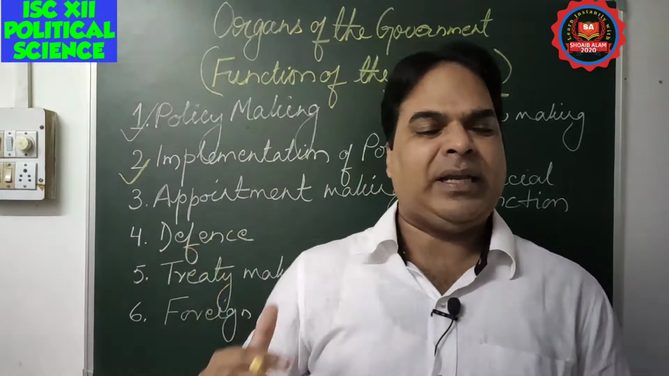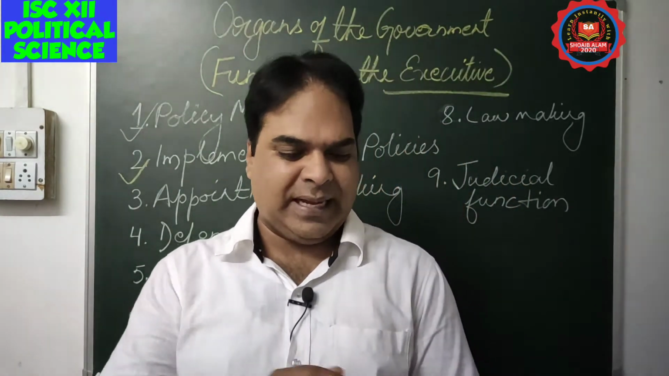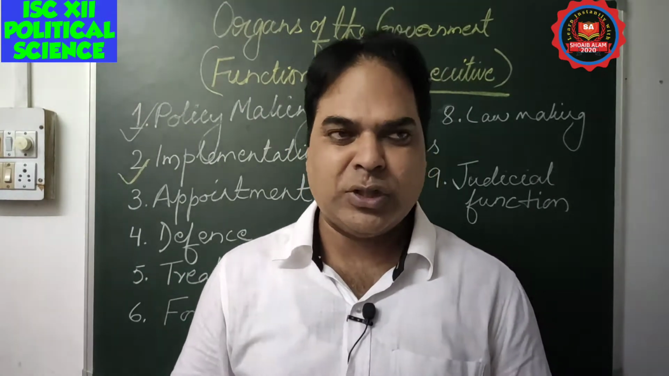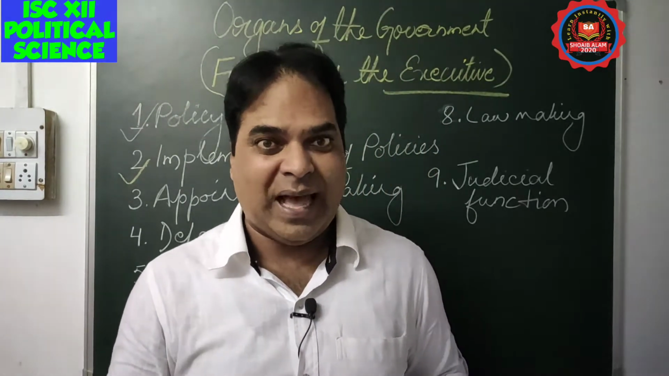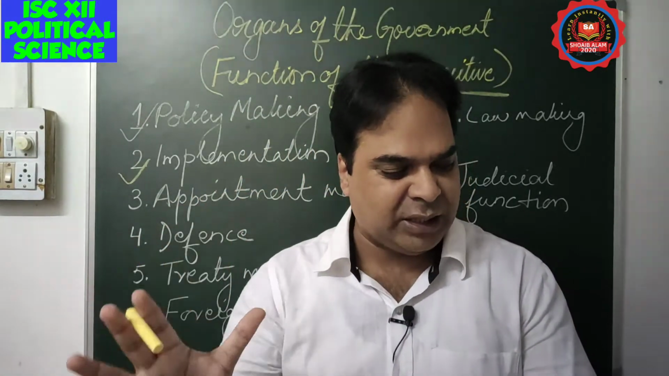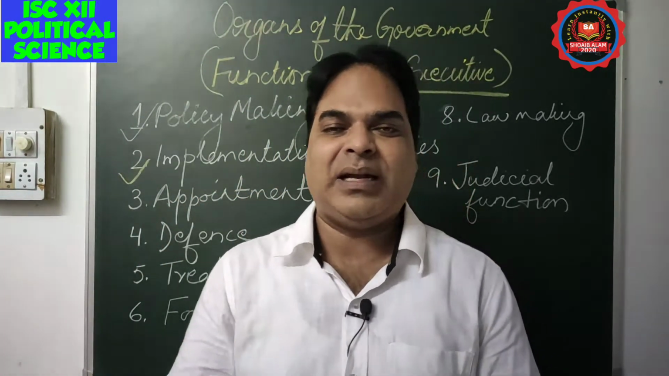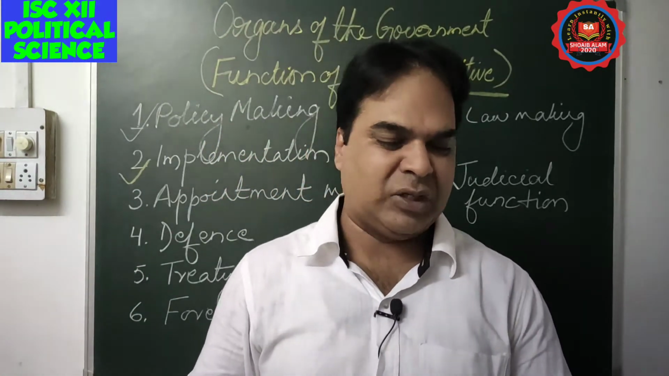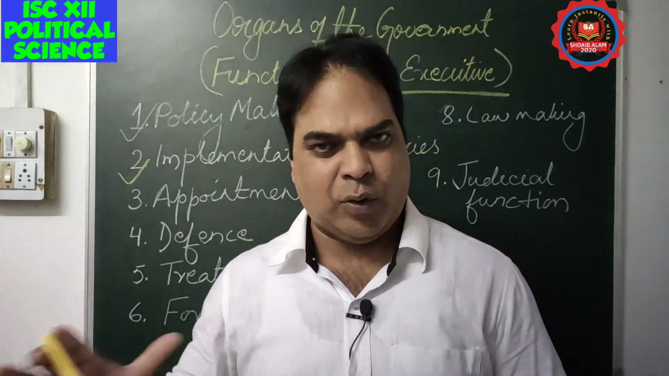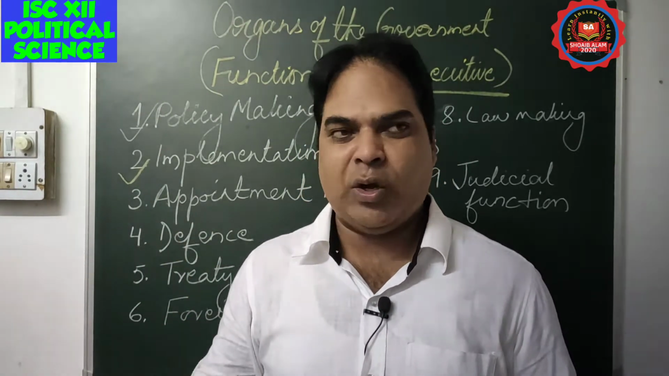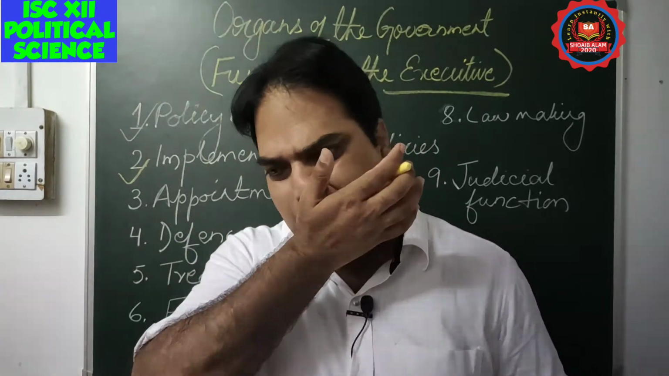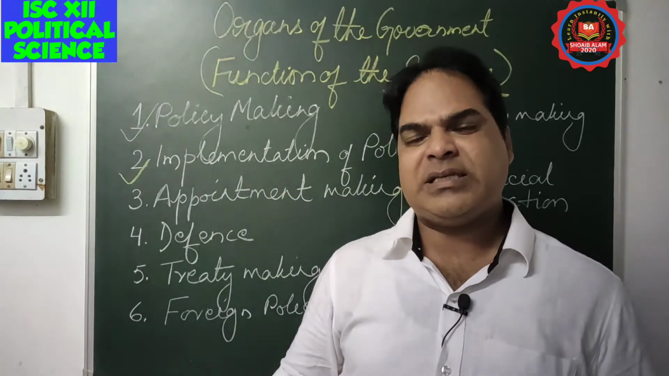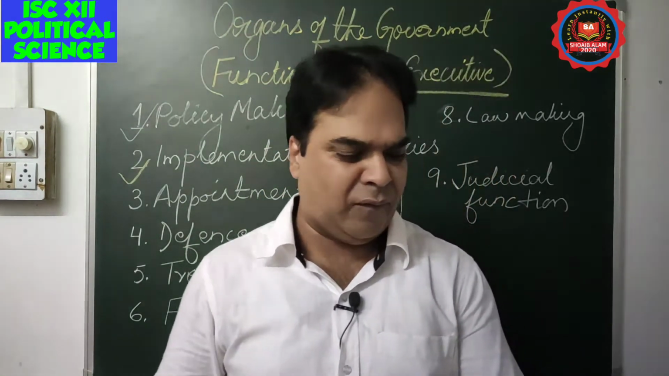For maintaining law and order in the state, the executive organizes and maintains the police force. With the help of the police force, the executives maintain law and order in the state or in the country. Every state government has its own police. Here I am not focusing only on the Indian parliamentary system. Even in the presidential system, the executives implement those policies and organize it properly with the help of the police force.